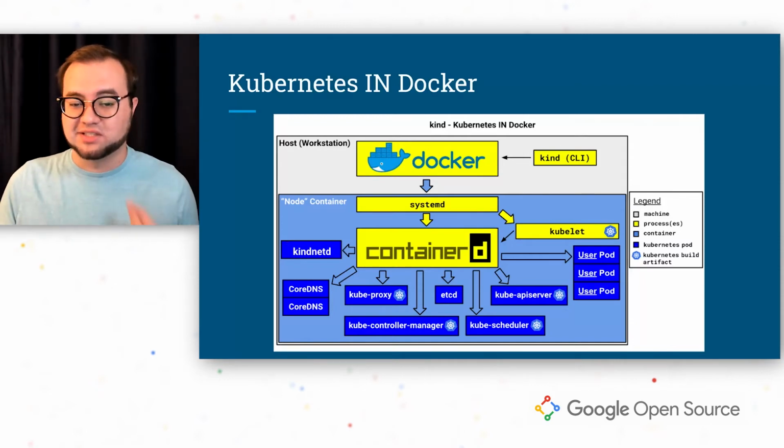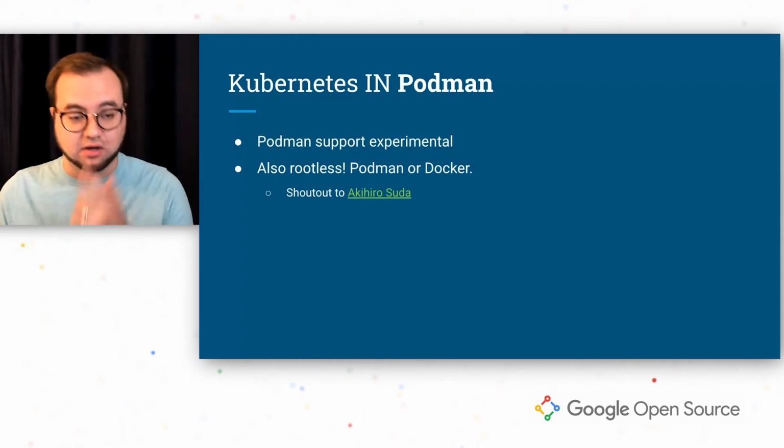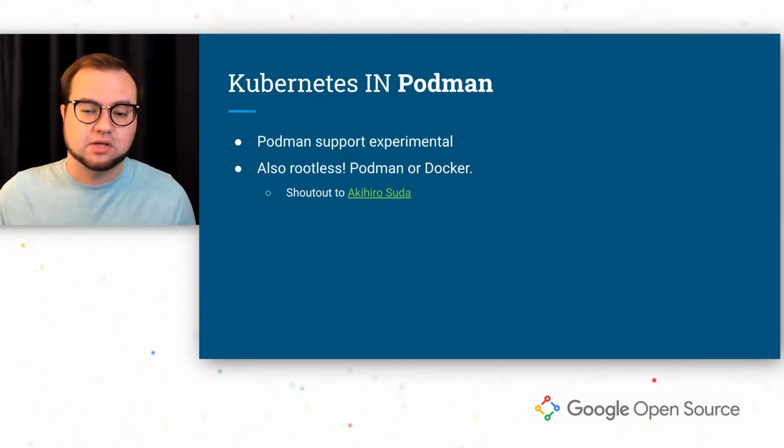So I said Kubernetes and Docker, but we also have Kubernetes and Podman. I'm not going to call it that. We like the Kind acronym, a little easier, but we have Podman support now. You can use Podman instead of Docker, which is pretty nice for users in the Red Hat ecosystem in particular.